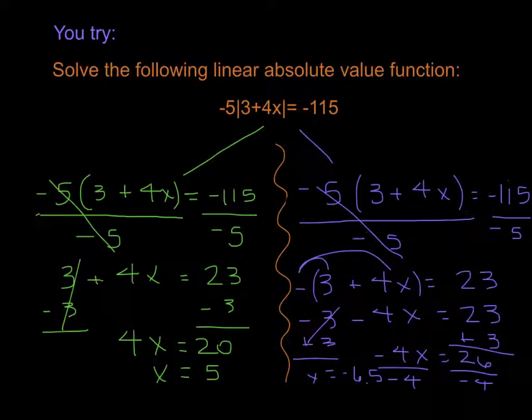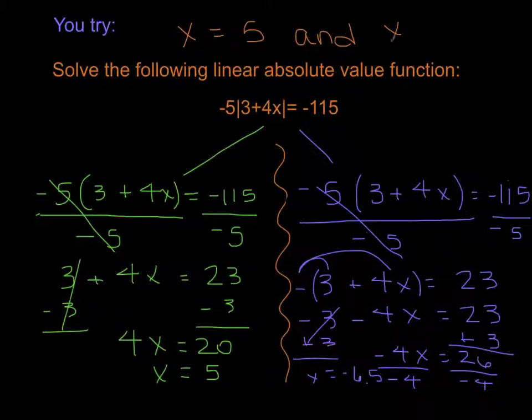So here are my solutions. x equals 5 and x equals negative 6.5, which is the same as negative 13 divided by 2. Is that what you got? Check to see if your work matches mine.